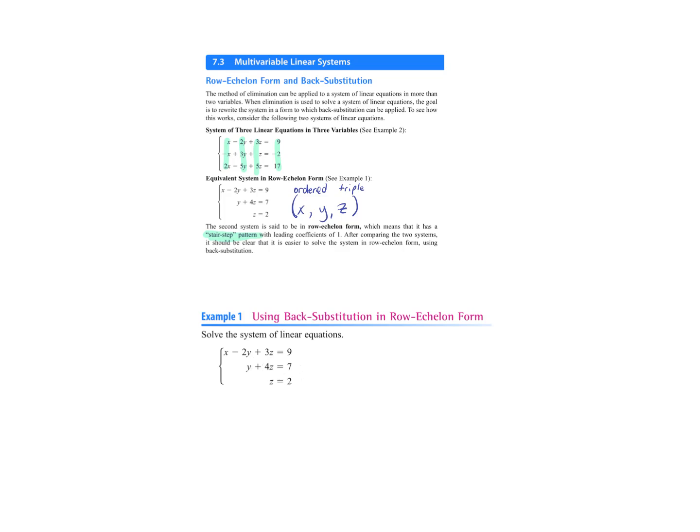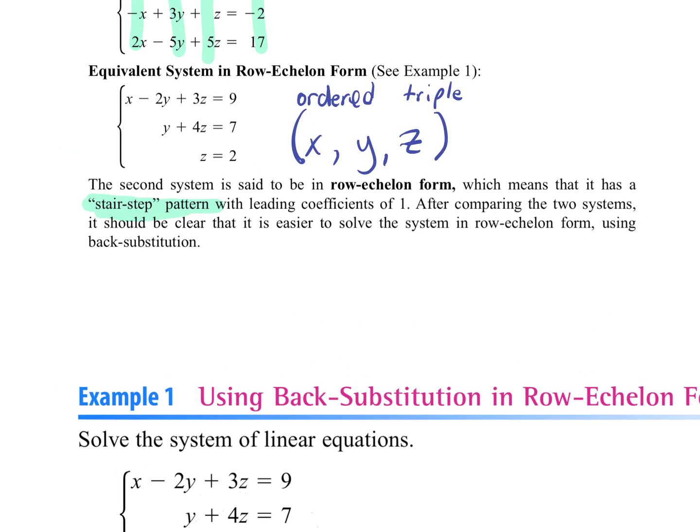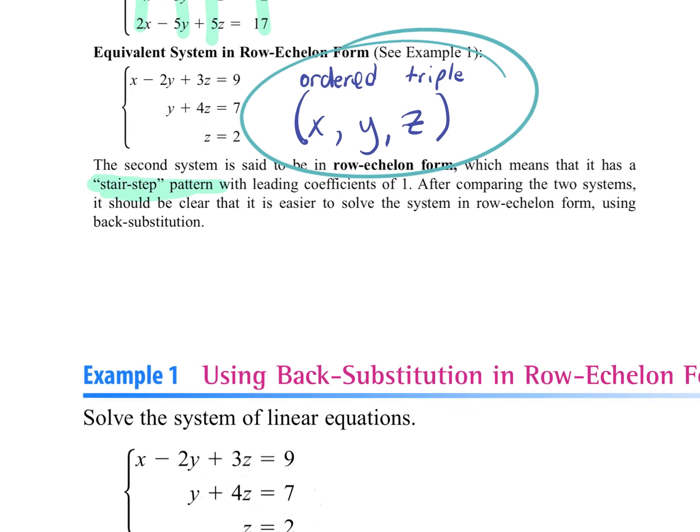So 7.3 is kind of like an introduction to what we did in 7.4. They go hand in hand. When we write our answer, we're going to be solving systems of equations again. You want to write them as an ordered triple, just like we talked about at the end of 7.4.